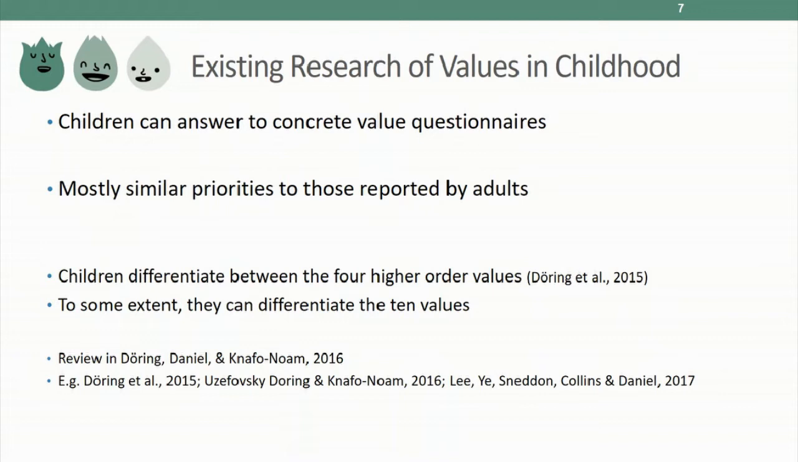So children appear to be able to associate values in meaningful ways. When they think of caring for others, they think of it as something quite similar to caring for the environment, universalism and benevolence values. So there are differentiations in the values that are meaningful.